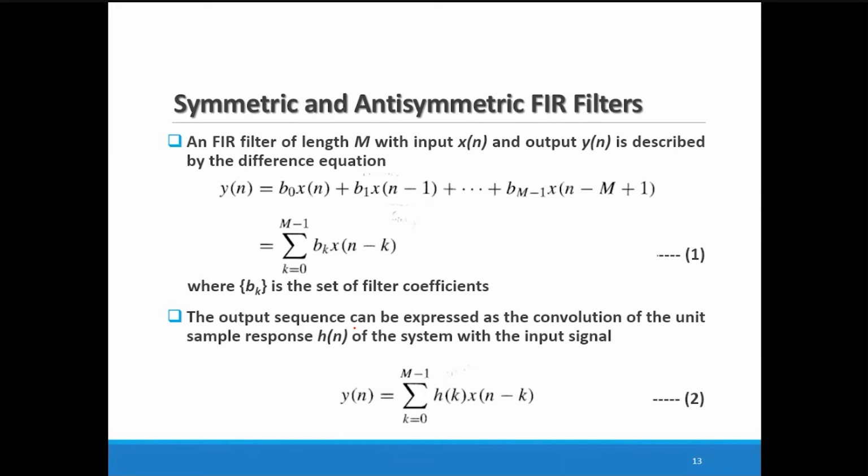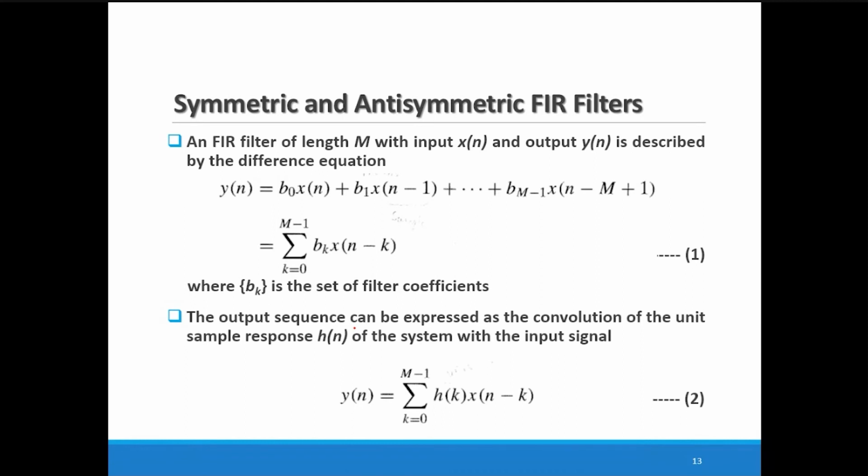An FIR filter, a finite impulse response filter of length M with input x of n and output y of n, is described by the difference equation y of n is equal to b0 x of n plus b1 x of n minus 1 up to b of M minus 1 x of n minus M plus 1. That is nothing but the summation from k equal to 0 to M minus 1 of bk coefficients times x of n minus k.